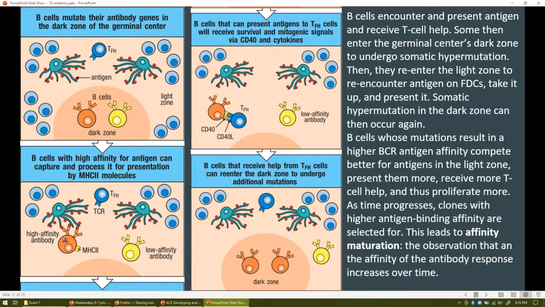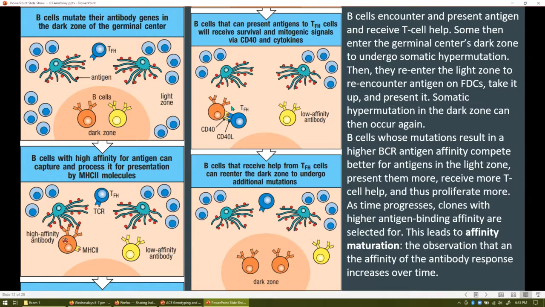So B cells encounter an antigen and receive T cell help. Some then enter the germinal center's dark zone to undergo somatic hypermutation. This is when they mutate their antibody genes intentionally. They induce mutations in their antibody-encoding gene. Then they re-enter the light zone of the follicle to re-encounter antigen on FDCs. They take it up and present it to TFH cells. Somatic hypermutation in the dark zone can then occur again.